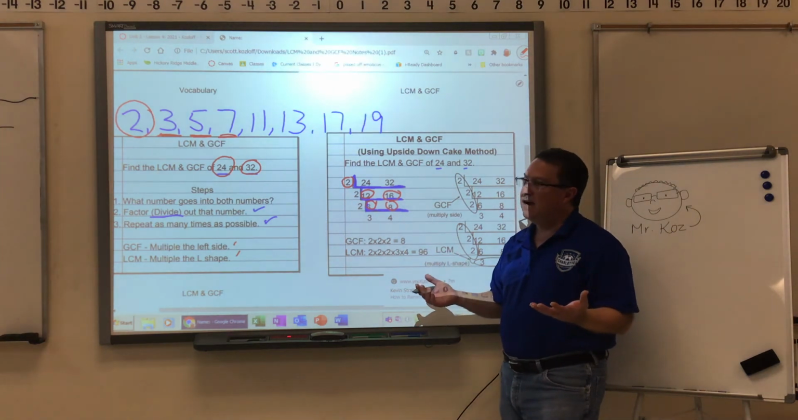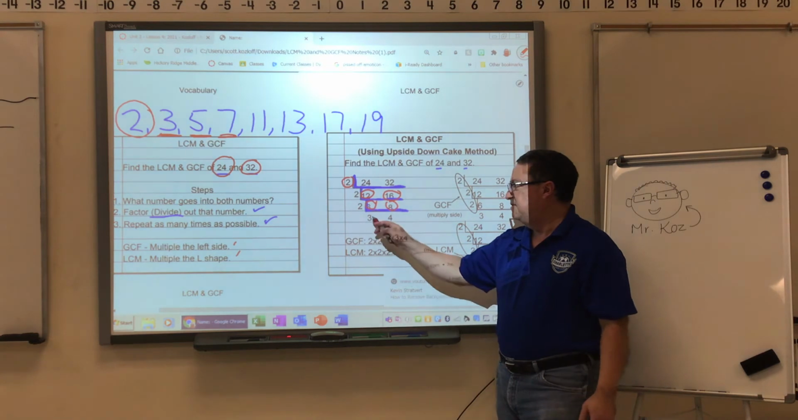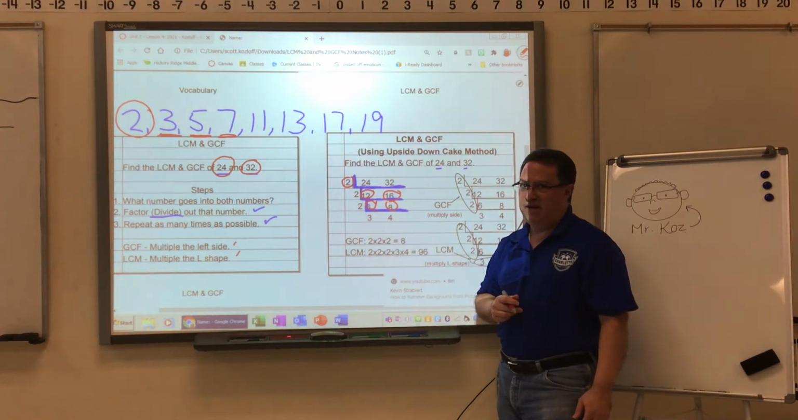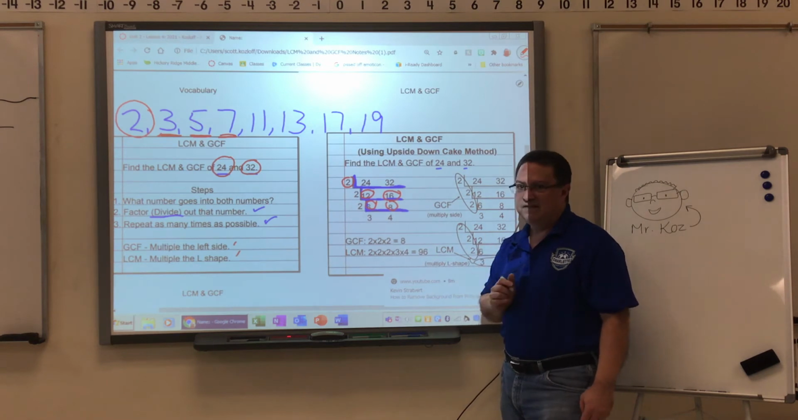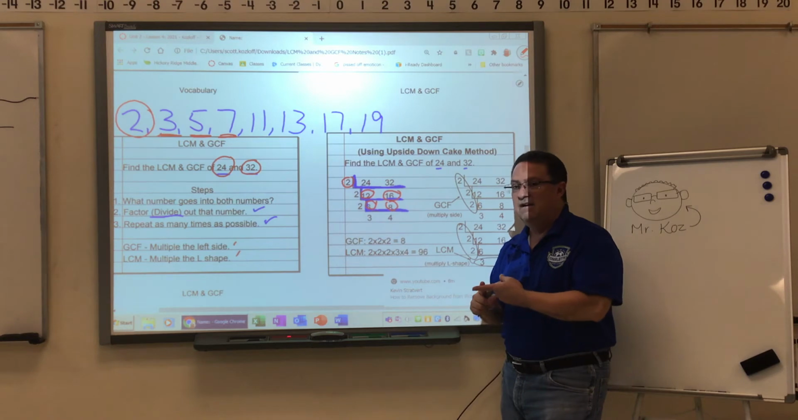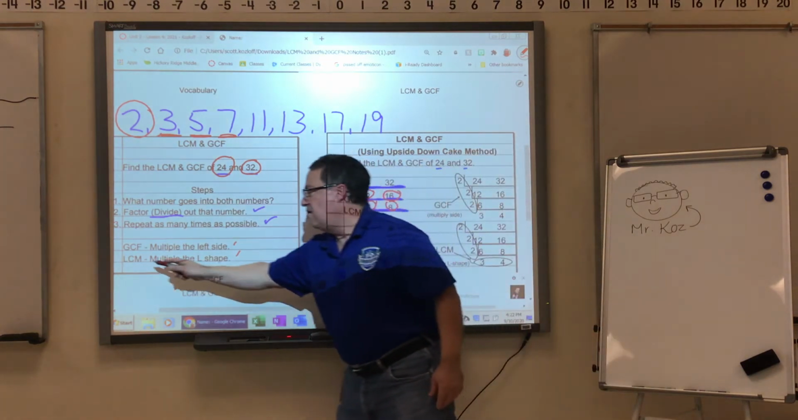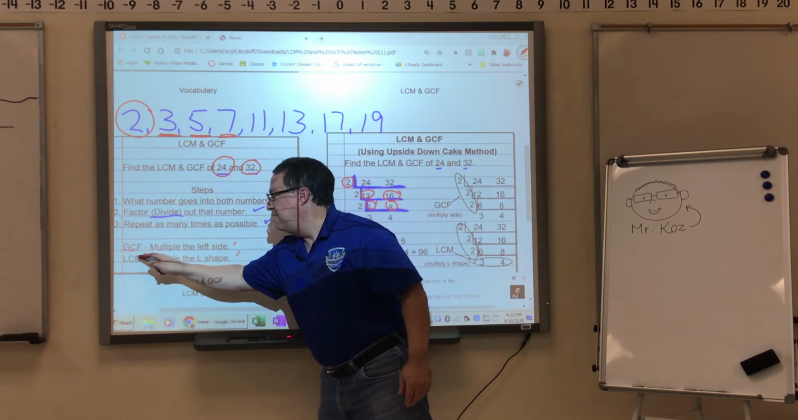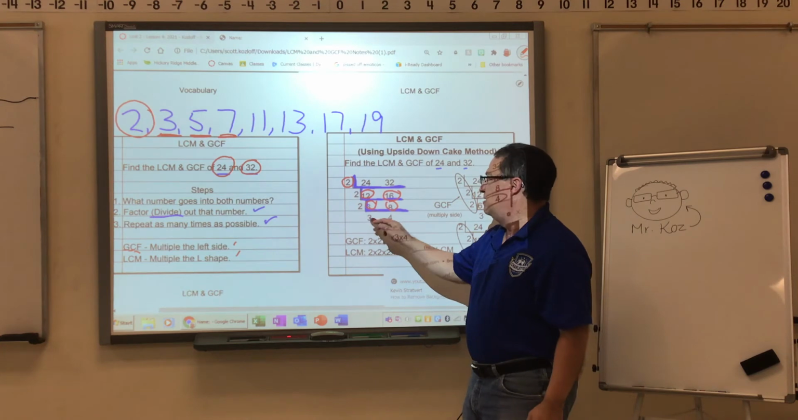Can I factor out a 2 from a 3 and a 4? No, I can't, because 2 does not go in evenly with 3. 2 does go in evenly with 2, but remember what I said, you've got to be able to have a common factor or you can't pull it out. Thus the reason why we call it greatest common factor. If it's not in common, you can't take it out. So now I am finished.